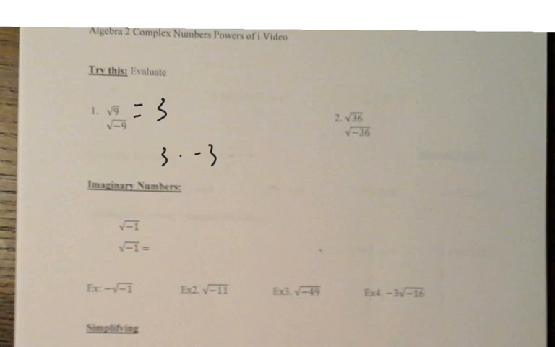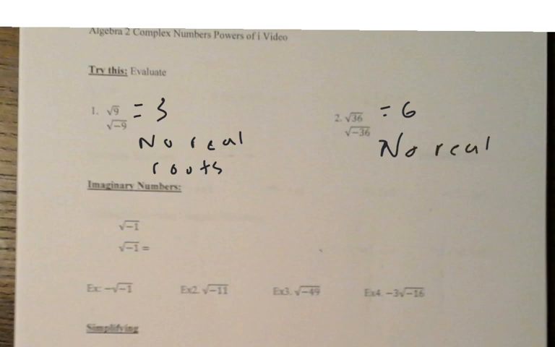So what we do is we say the square root of negative 9 has no real roots. Alright, let's look at number 2. The square root of 36, we all know, is 6. And the square root of negative 36 has no real roots.